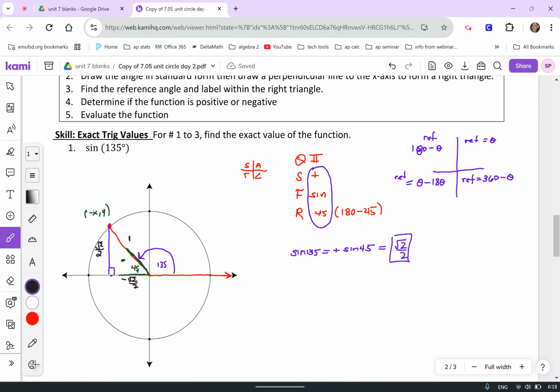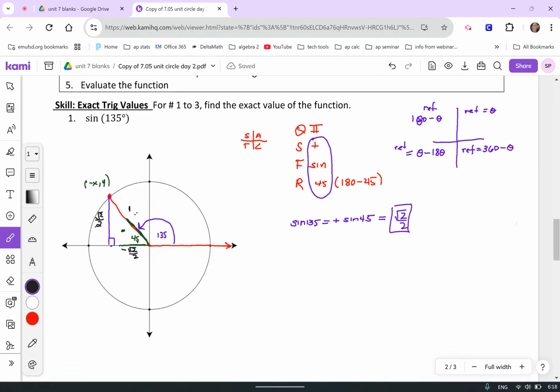So sine of 45 is opposite over hypotenuse, so that's where the rad 2 came from. And the cosine, we're not asking for it in this case, would be negative rad 2 over 2, because we based it on this angle and this reference angle that we created to form this right triangle. Okay, let's do another example.